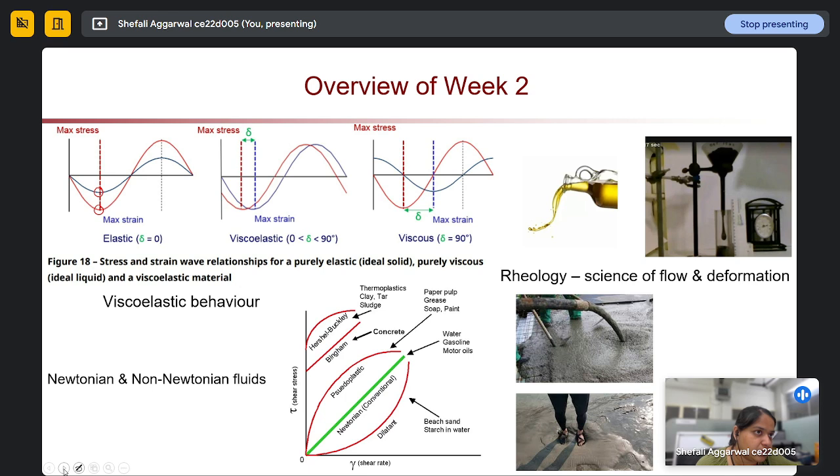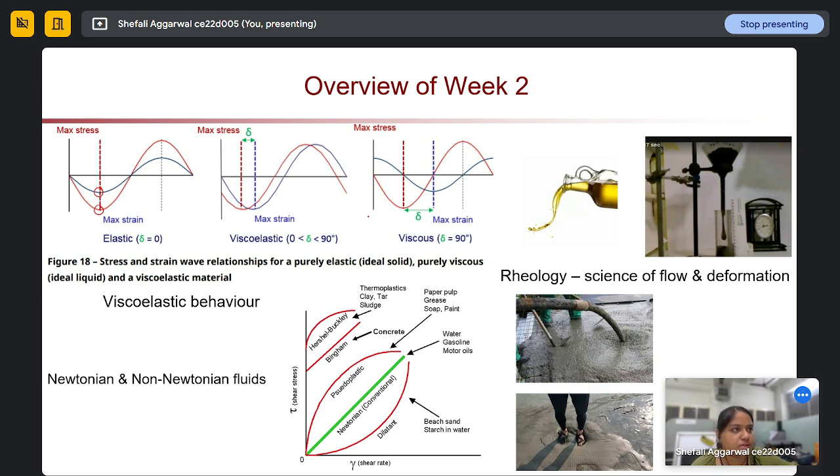If we go through the overview of this week, the first thing is the mechanical properties of our material. The first property is viscoelasticity. So, what is viscous? What do you call a viscous material? Viscosity is basically resistance to flow.